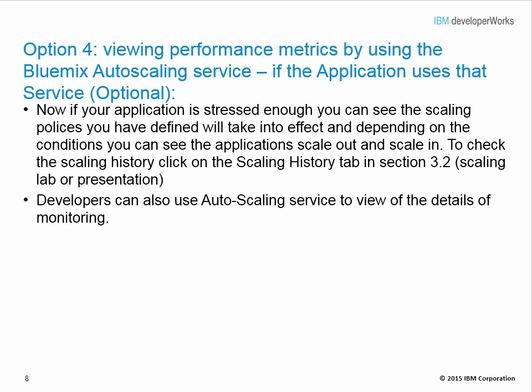Option 4 was discussed in Section 3.2. With Option 4, you can view performance metrics by using the Bluemix Autoscaling service, if the application uses that service. If your application is stressed enough, you can see the scaling policies you have defined take effect and, depending on the conditions, you see the application scale out and scale in. To check the scaling history, click on the Scaling History tab in section 3.2. Developers can also use the Auto Scaling Service to view the details of monitoring.